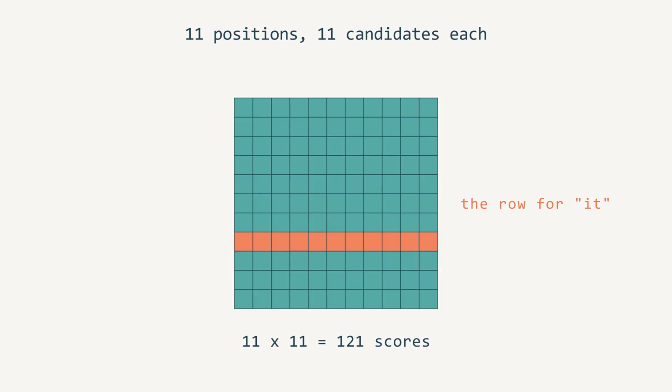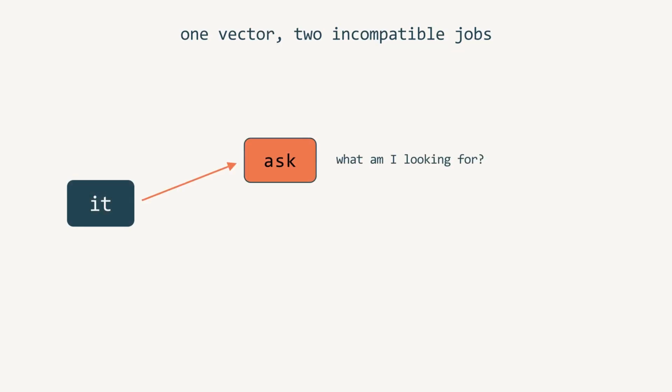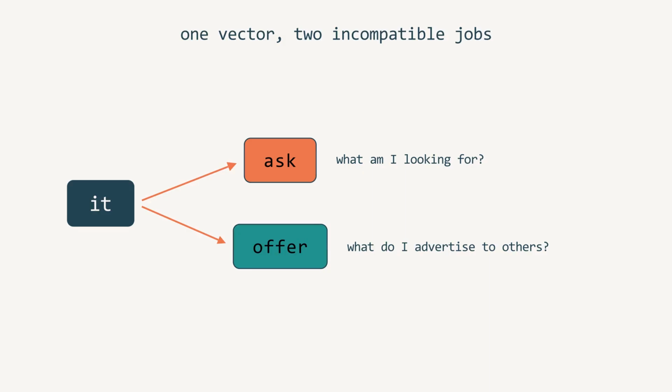But there's a defect, and it's the subtle one. A vector is being used for two different jobs at once. Think about what happens when it scores "board." The vector for "it" is playing the role of the asker. It encodes what it is hunting for, which is a concrete noun somewhere behind it. But that exact same vector, one row up in the grid, is being scored against. It's playing the role of the advertiser, encoding what it offers to anything looking at it. Those are different things, and for a pronoun, they're almost opposites.